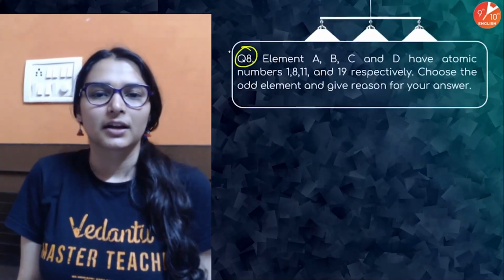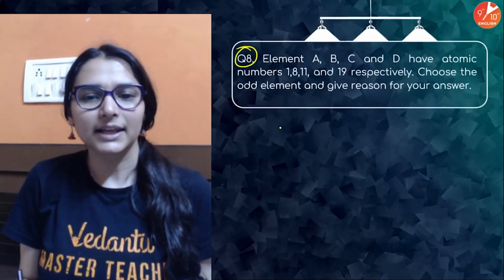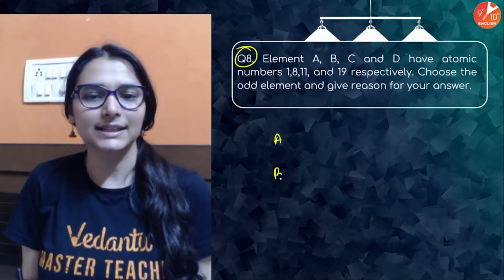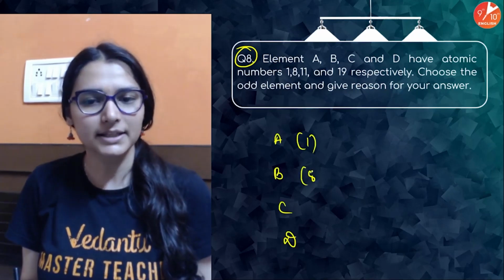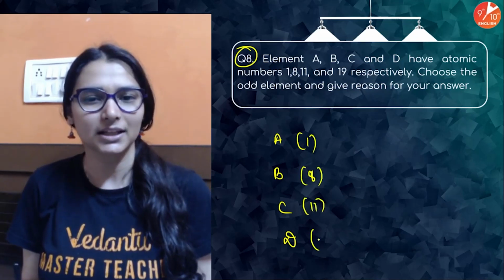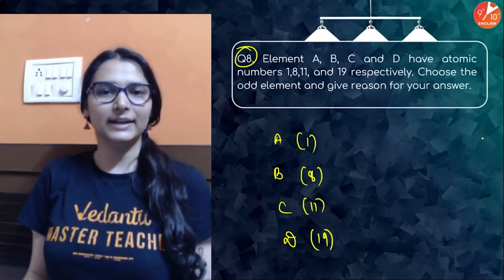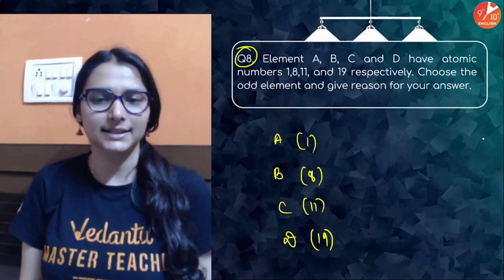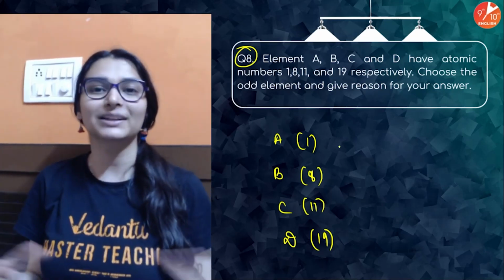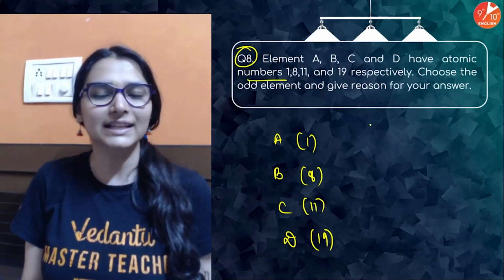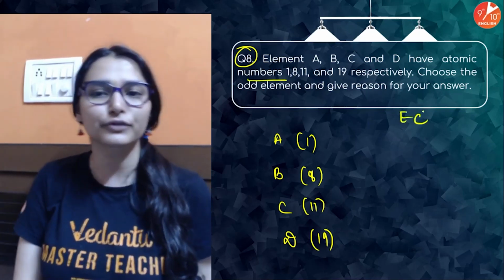चलिए 8th question. Element A, B, C and D have atomic number 1, 8, 11 and 19. Choose the odd element and give reason for your answer. Odd element कैसे बताएंगे? Maybe atomic number given है. जब भी always write the electronic configuration first of all.